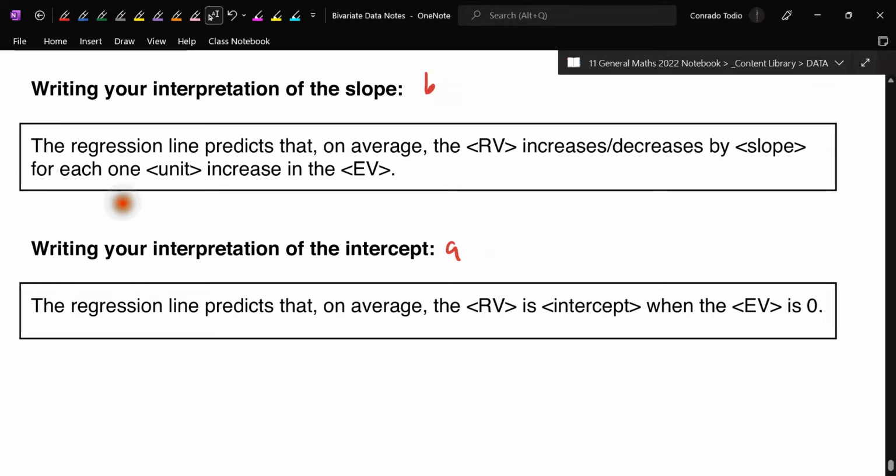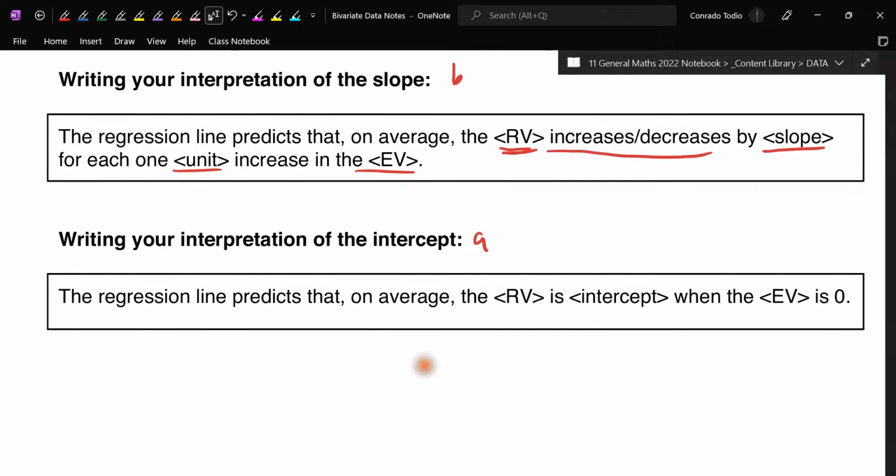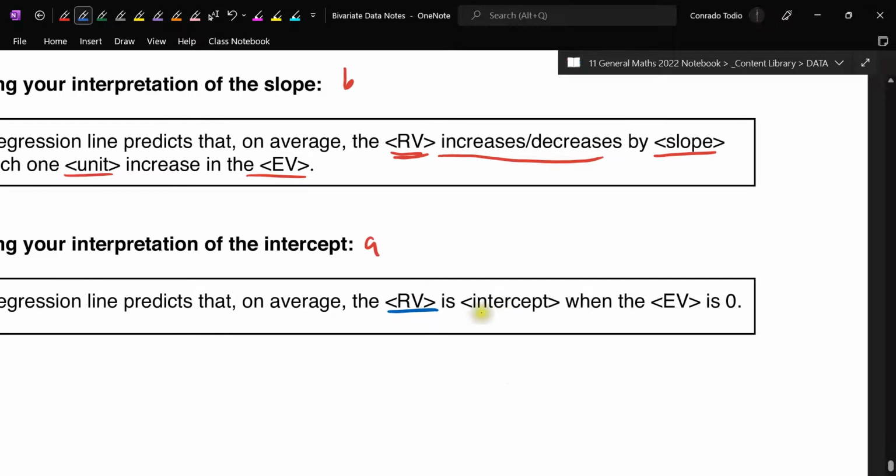For B, the regression line predicts that on average the RV, tell me if it's increasing or decreasing, depending on the direction of it. And then tell me the slope for each 1 unit increase in the EV. And for interpreting the y-intercept, the regression line predicts that on average the RV is, what's the y-intercept, when the EV is 0.